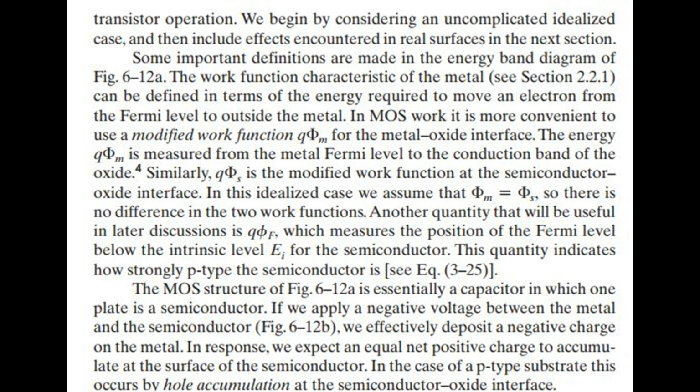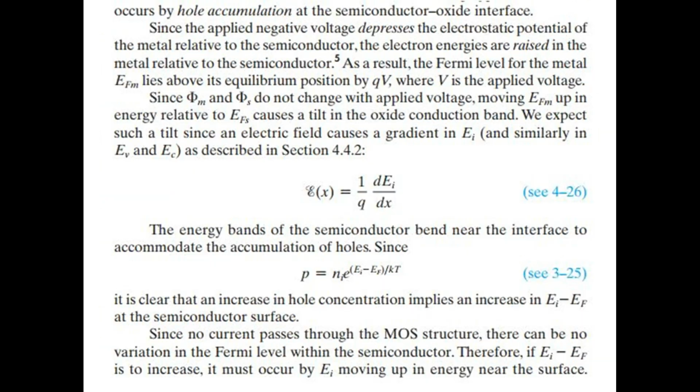The MOS structure of Fig 6.12 is essentially a capacitor in which one plate is a semiconductor. If we apply a negative voltage between the metal and the semiconductor, Fig 6.12b, we effectively deposit a negative charge on the metal. In response, we expect an equal net positive charge to accumulate at the surface of the semiconductor. In the case of a p-type substrate, this occurs by hole accumulation at the semiconductor-oxide interface.